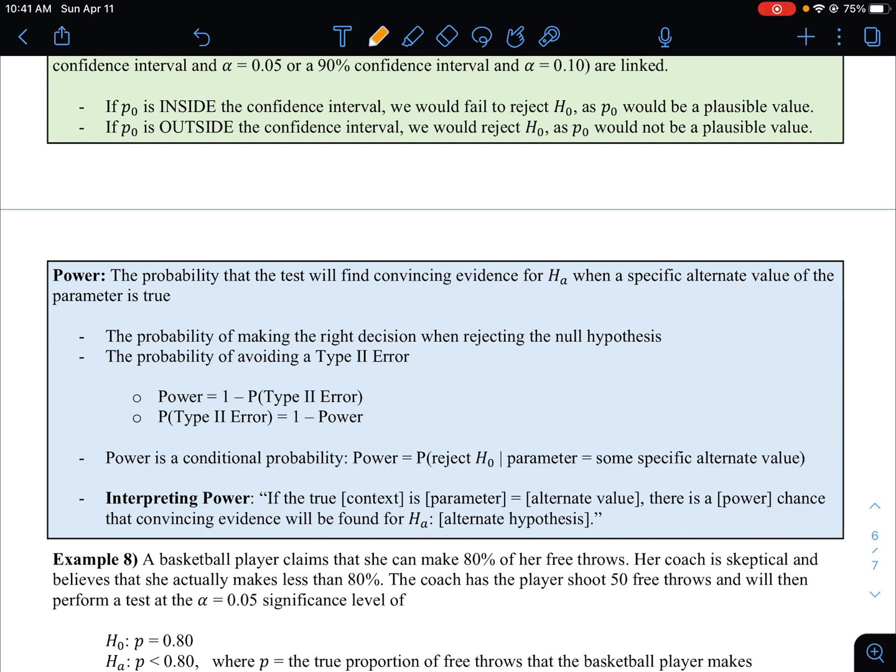You are not going to need to know how to calculate the power. That's beyond the scope of this course. So anything that involves power, that value will be given to you. Now, power is a conditional probability, which just simply means what's the probability of rejecting the null hypothesis given that a certain specific alternate value is true.